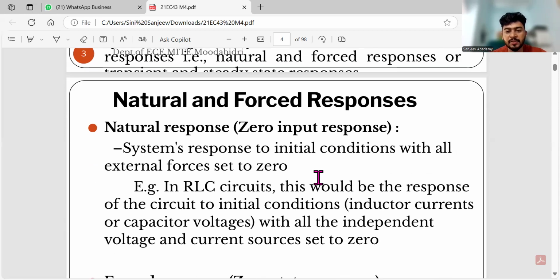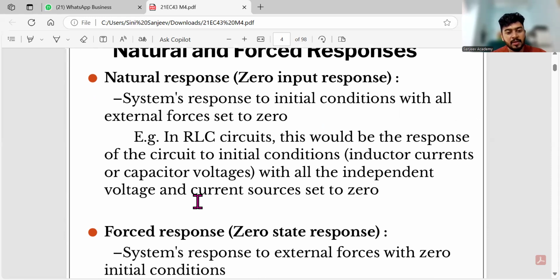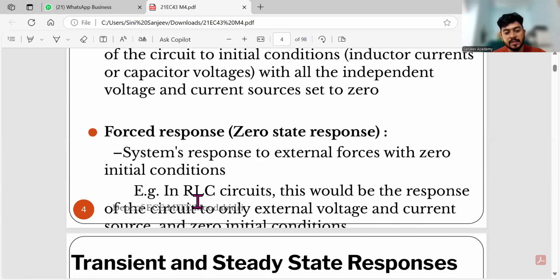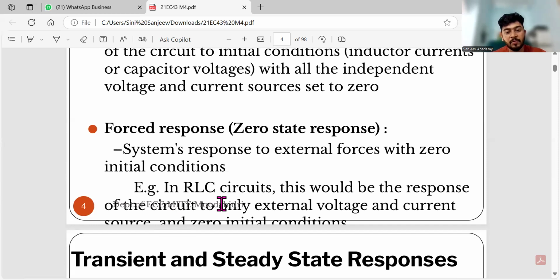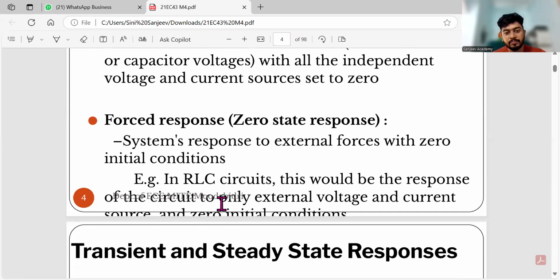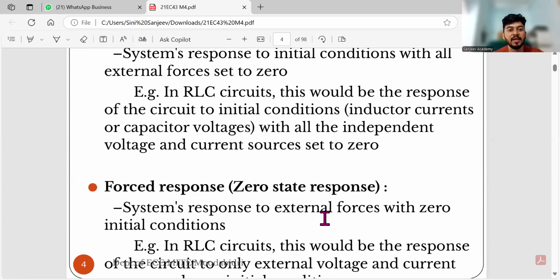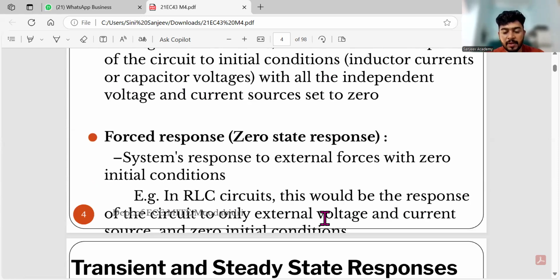Natural and forced response. Natural in the sense external forces are set to 0, so there is no outside force involved in it. It will have the initial condition with voltages and currents set to 0. Forced response in the sense with 0 initial condition, the external voltage and the current source with the 0 initial conditions. There is also something about the forced response, that is the zero state response. This is the zero input response and that is the zero state. Here the voltages and currents are independent, but here the voltages and currents are dependent and we'll make them 0. That is the only difference.